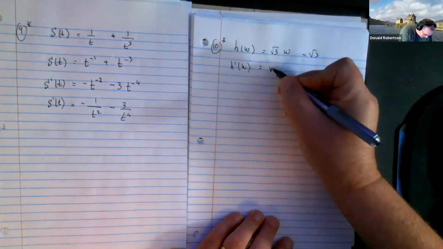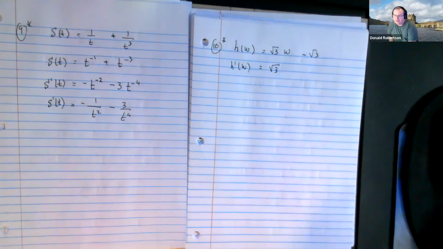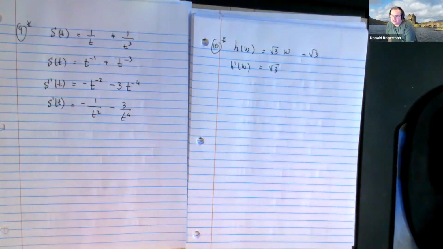Just the square root of 3. Yeah. If it was 5w, you wouldn't have had a problem. Wouldn't you just say 5? And if it was 10w, wouldn't you just say 10? And if it was the square root of 1,000,000 w, wouldn't you just say the square root of 1,000,000? And 0.1w, wouldn't you just say 0.1? Isn't it just a number?